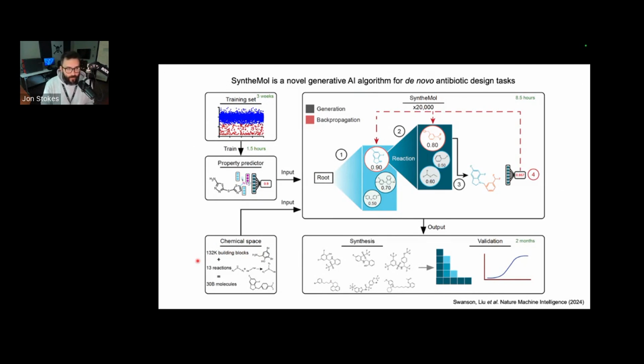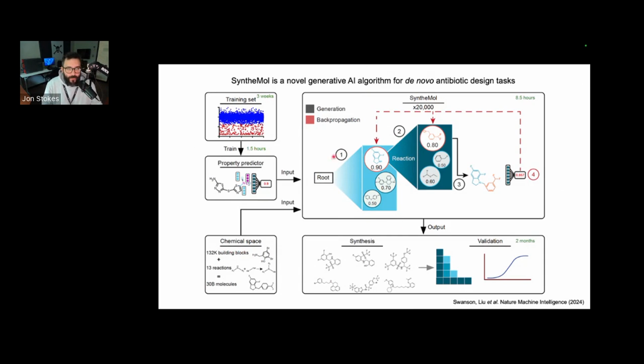So we have a set of 132,000 molecular building blocks, right? These are multi-atomic molecular fragments. And we have an associated set of 13 reactions. We know the structure of every building block. And across these 13 reactions, we know the synthetic compatibility of every building block with every other building block. So looking at every combination of 2 or 3 building blocks within this set defined by our 132,000 building blocks and 13 reactions, this gives us access to a synthetic space of about 30 billion molecules.